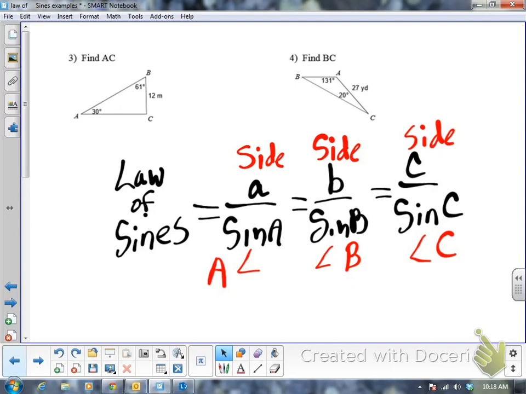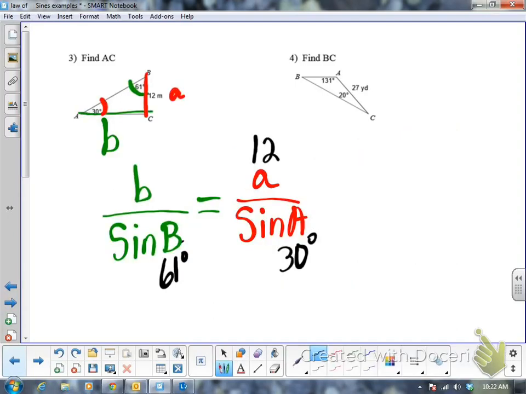Now, when I'm solving for something, do I use the entire law of sines? No. What do I use? The ones that you know. Question is, do I know anything or can I do anything with the calculator now? Omar, what can I do with the calculator?